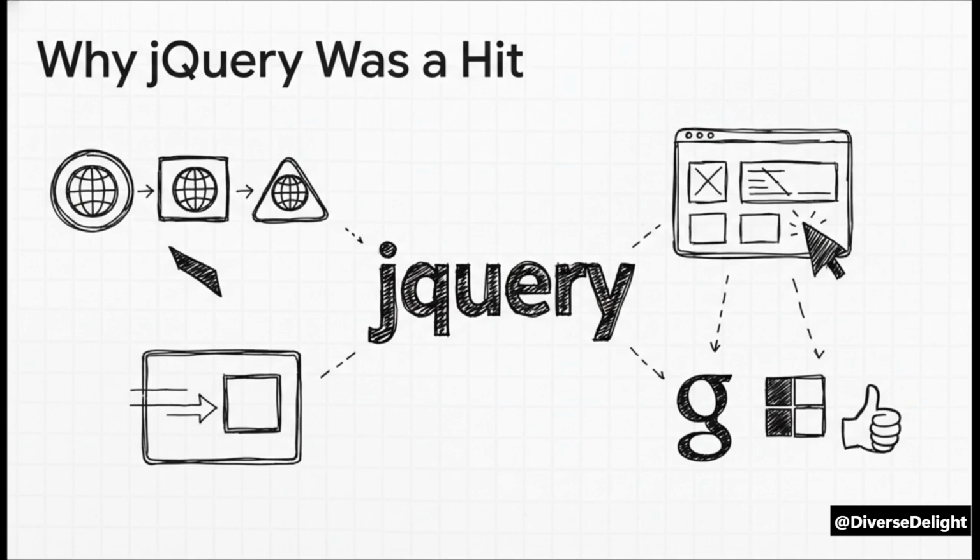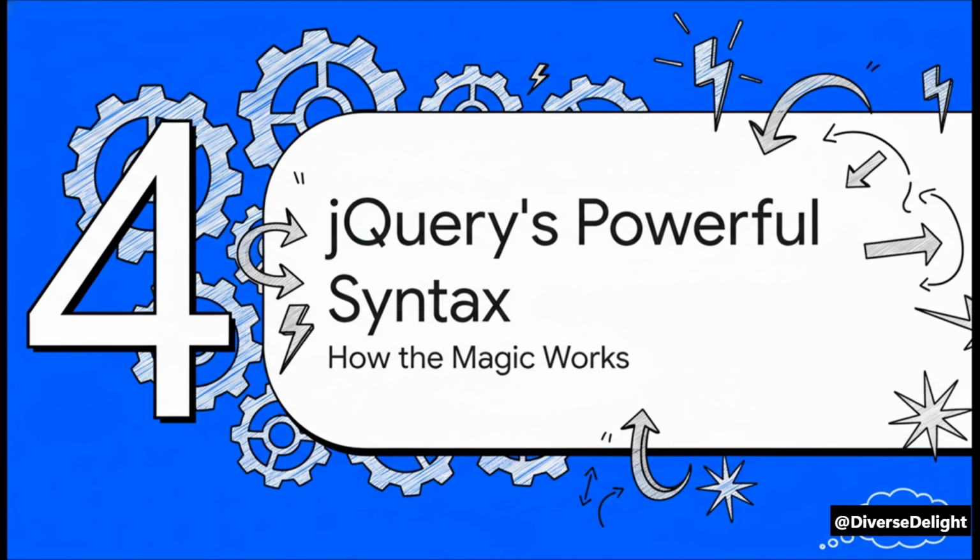Back then, getting your code to work on Internet Explorer and Firefox and Chrome was a total headache. jQuery just handled it for you. It was a game changer. Throw in easy animations and powerful tools, and it's really no surprise that huge companies like Google and Netflix got on board. Okay, so we know it's powerful, we know it's simple, but how does the magic actually work?